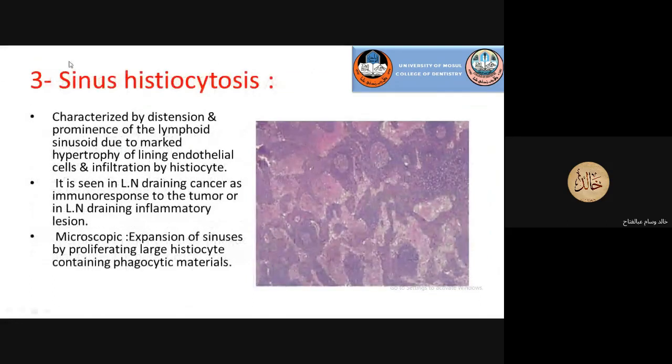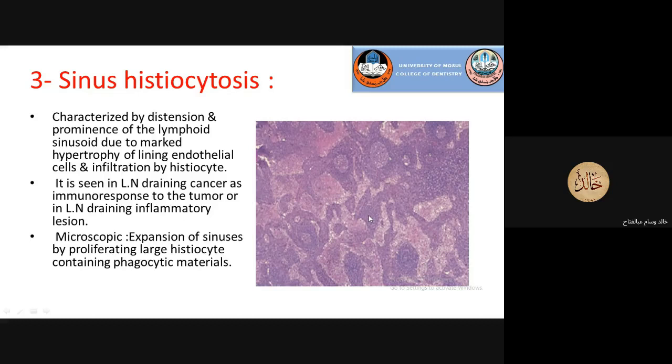The last pattern of chronic lymphadenopathy we call sinus histiocytosis. It is characterized by distension and prominence of the lymphoid sinuses due to marked hypertrophy of the lining endothelial cells and histiocytic infiltration. So these lymphoid sinuses will be expanded by macrophages that infiltrate these sinuses, and also the lining endothelium of these sinuses will undergo hypertrophy because these sinuses are like blood vessels. They contain endothelial cells in the lining, and these lining endothelial cells may undergo hypertrophy in cases of sinus histiocytosis in addition to macrophage infiltration.